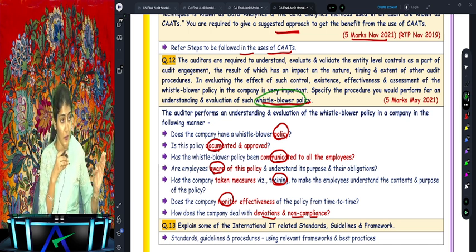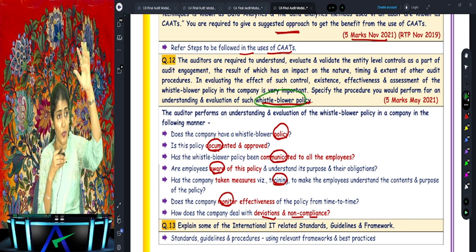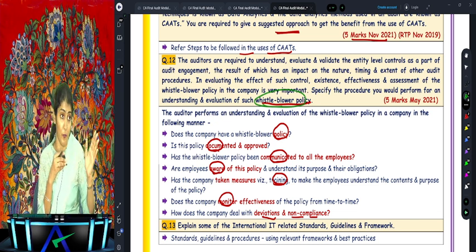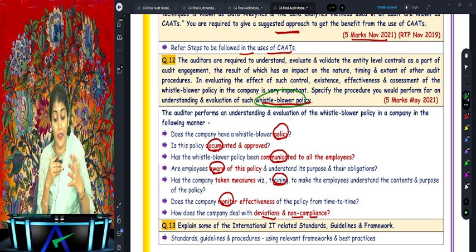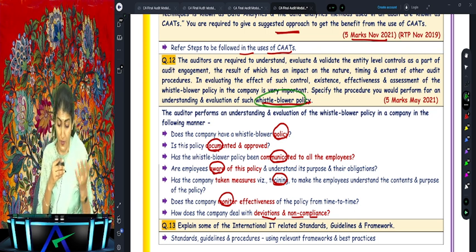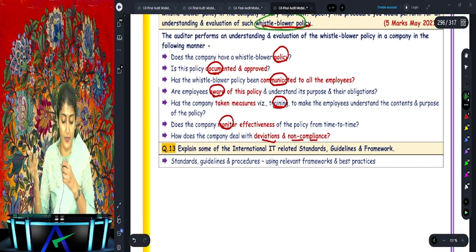Then after putting it in black and white, is it communicated to all the employees? Then whether the employees are aware of the policy. Then if they are not aware, give them the training. Then how does the company monitor the effectiveness? And if they come to know of any non-compliance, how do they deal with the non-compliances? Okay. And then this is a study material question over there.